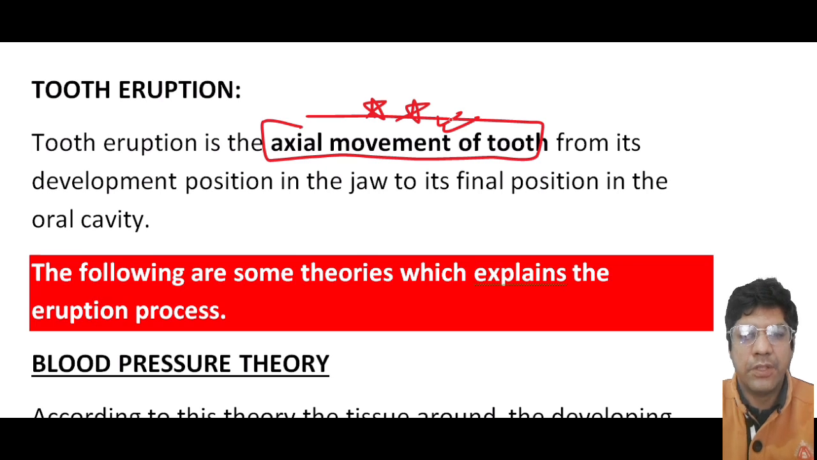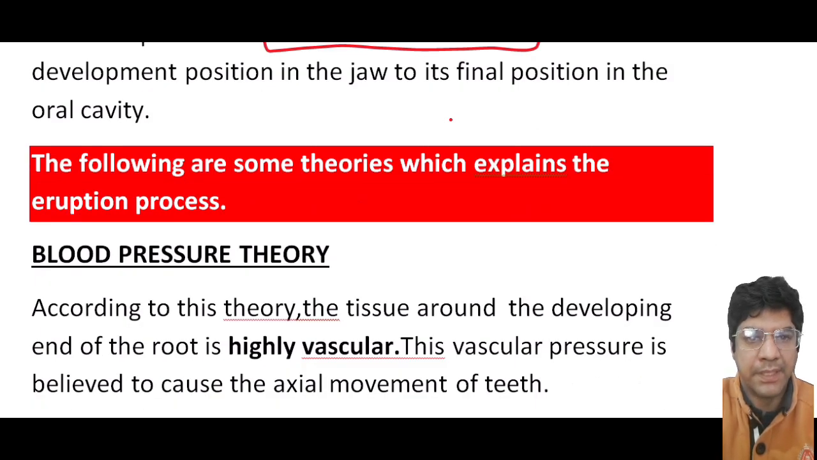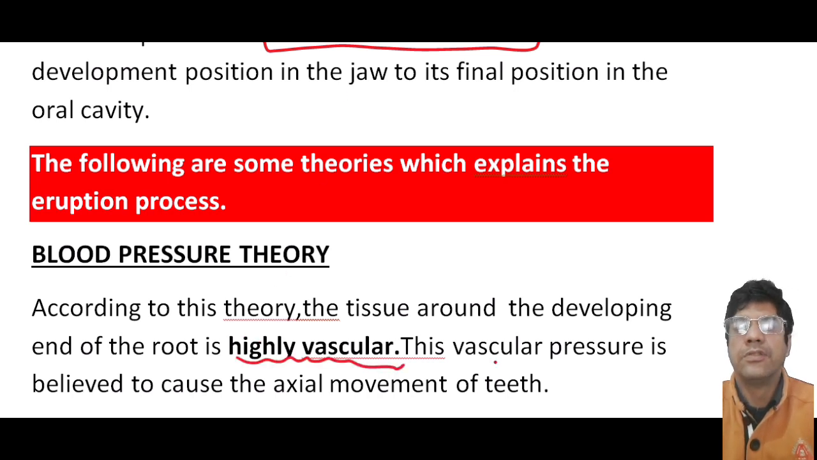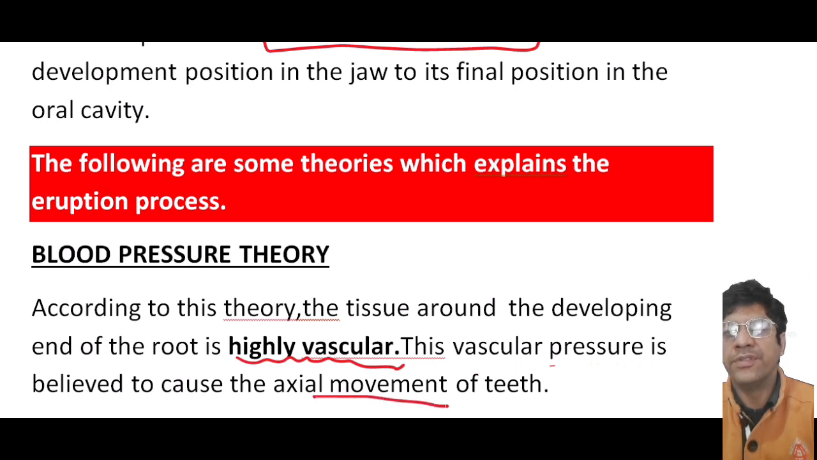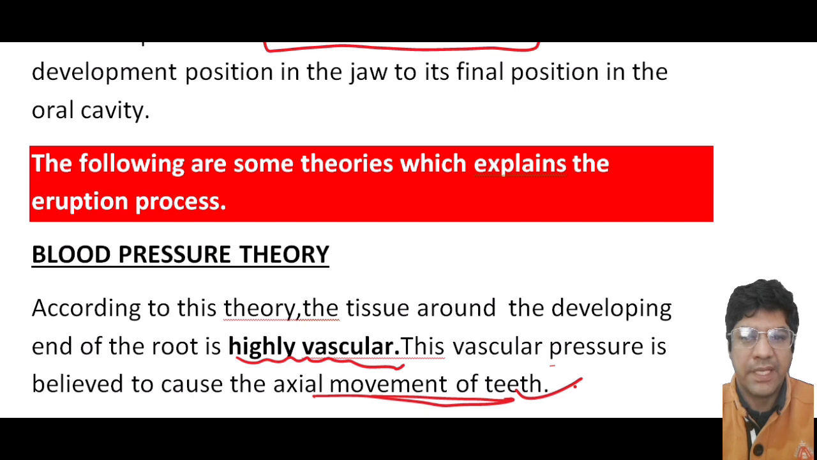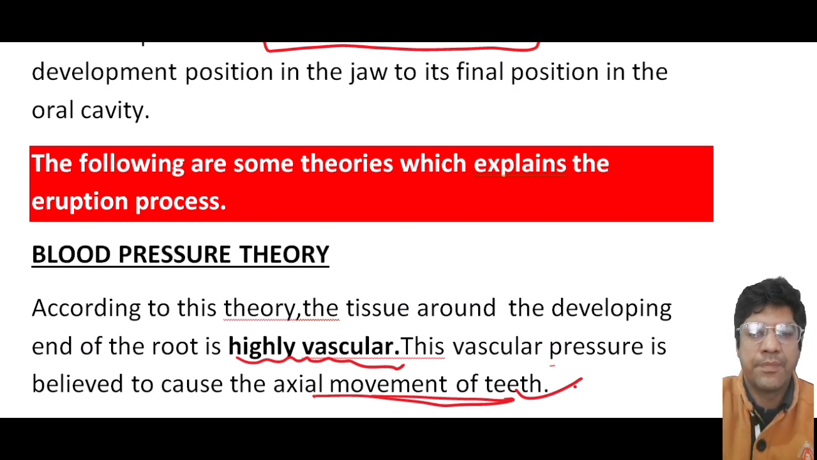Now let us discuss the theories related to tooth eruption. The first is the blood pressure theory. This theory suggests that the tissue around the developing end of the tooth root, particularly the periodontal ligament, is highly vascular. This vascular pressure is believed to cause the axial movement of the teeth. So when external forces, such as those applied through the orthodontic appliance, act on the tooth, they cause changes in the pressure of the blood vessels within the periodontal ligament. That causes a change in the vascular pressure, and it is believed to induce a cellular response in the surrounding tissue that leads to bone remodeling.